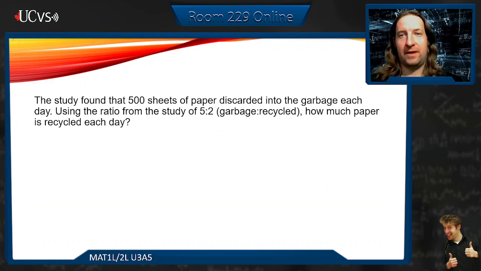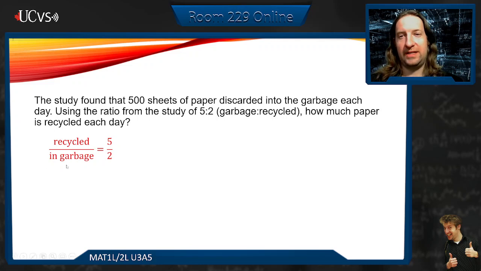In their study, they found that 500 sheets of paper were discarded into the garbage each day. Okay, so there's 500 pieces of paper in the garbage. We have this ratio, using the ratio from the study, 5 to 2. And remember, that was garbage to recycled. How much paper is recycled each day? So first step, let's write out the ratio that we know. We know 5 to 2. So I'm going to write that as a fraction again, 5 over 2.